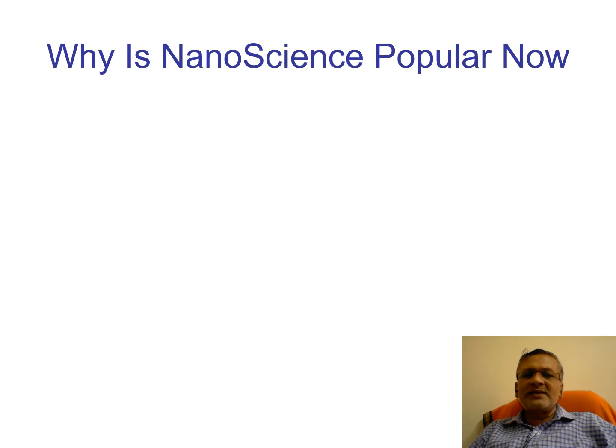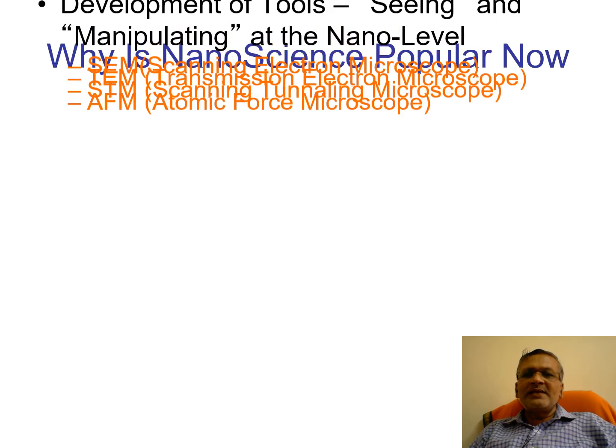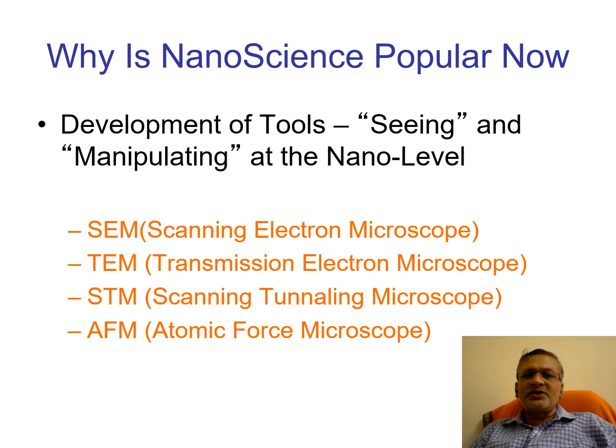Why is nanoscience popular now? Nanoscience is popular because of the instruments to see the nanoparticles. They are called SEM, TEM, STM, and AFM. You should remember the expansions of these terms. SEM is scanning electron microscopy, TEM is transmission electron microscopy, STM is scanning tunneling microscope, and AFM is atomic force microscope. With the help of these instruments, we can explain the characteristics of the nanoparticles.